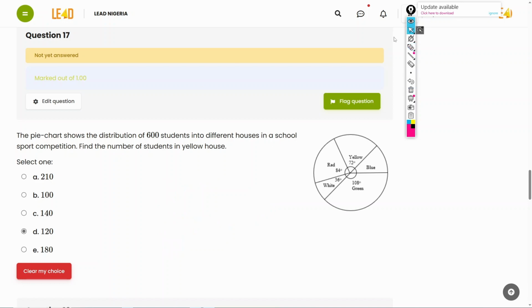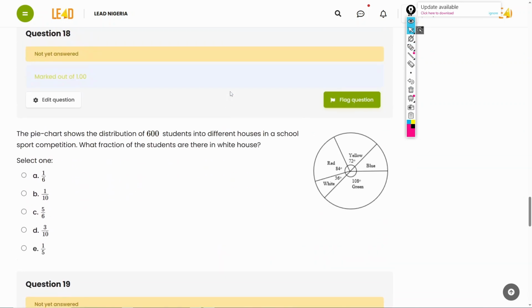Okay, so question 18 says, the pie chart shows the distribution of 600 students into different houses at a school. What fraction of the students are in White House? Okay, so because the total angle is 360, the fraction would just be 36 degrees out of 360 degrees. So what fraction out of the entire thing, which is 360, is 36? So we can divide by 36, right? 36 here 1, 36 here 10. So the answer is a tenth, 1 out of 10.